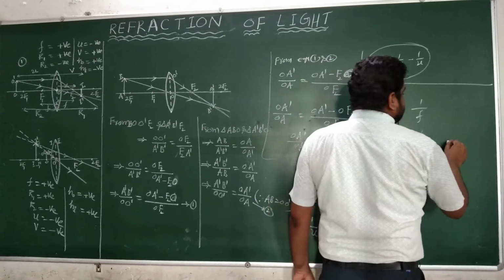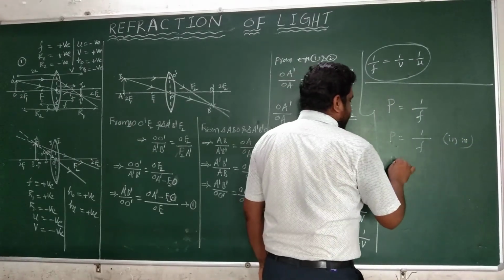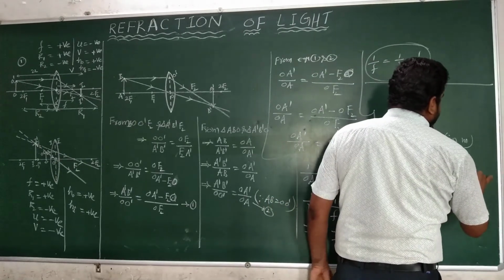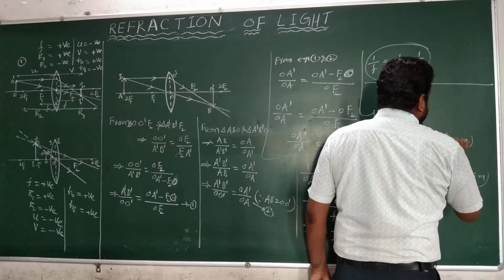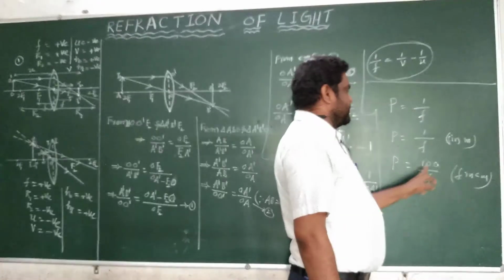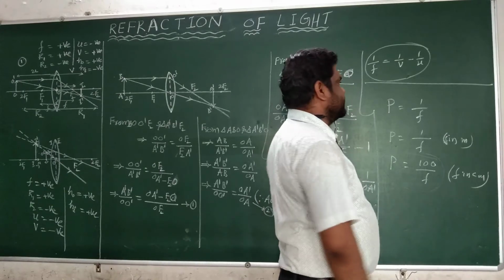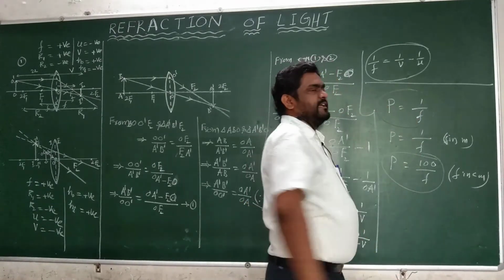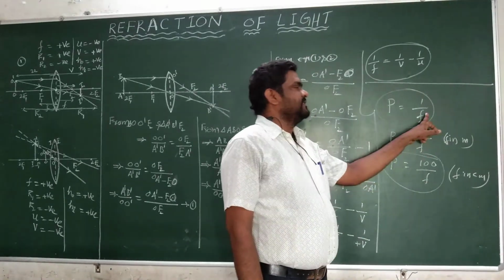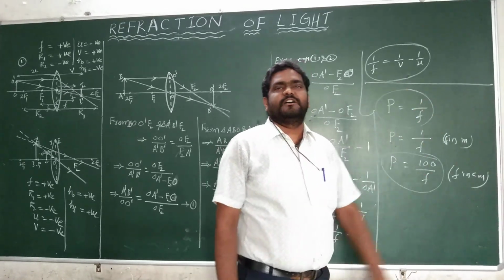When we measure the power in diopters, P equals 1 by F, if F is in meters. If F is in centimeters, then P equals 100 by F. So using these formulas, we get the power or focal length of the lens. If we know the focal length, we can find the power. If we know the power, we can find the focal length of the lens.